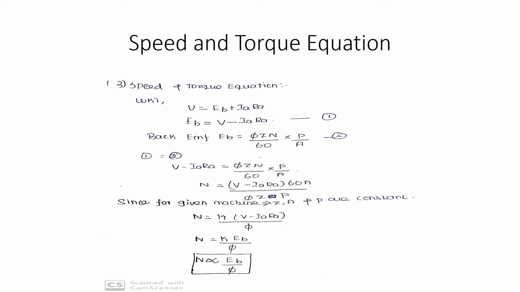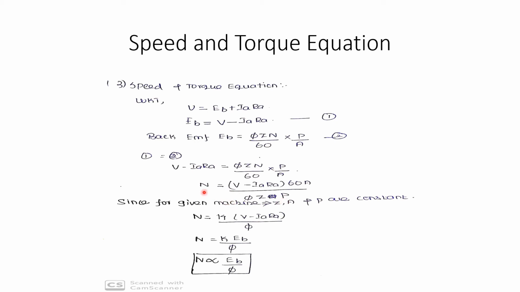Next, speed and torque equation. We know the terminal voltage is equivalent to EB plus IA into RA. From this we can find the back EMF. Back EMF is nothing but V minus IA into RA. That is the first equation. Then again the back EMF expression is equivalent to phi Z N divided by 60 into P divided by A. If we equate both equations 1 and 2, we can get the speed. From this speed we will find the torque equation.